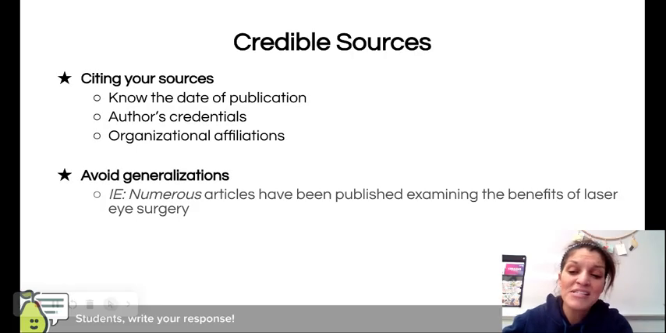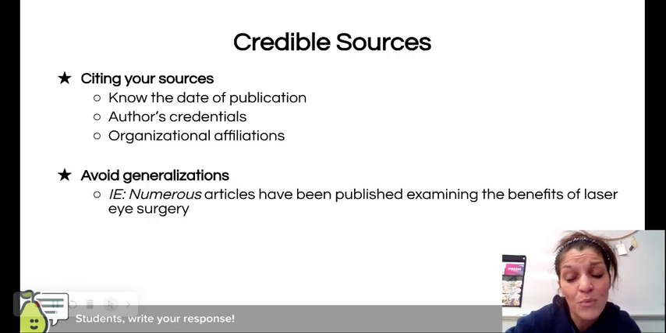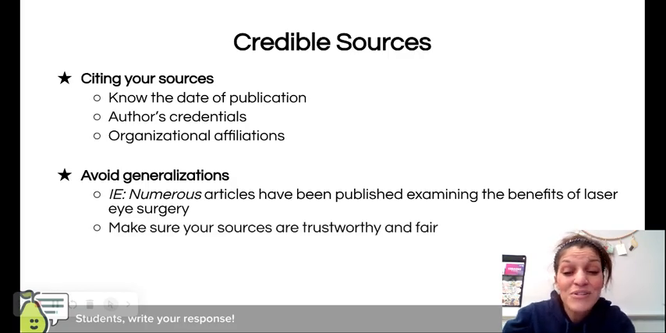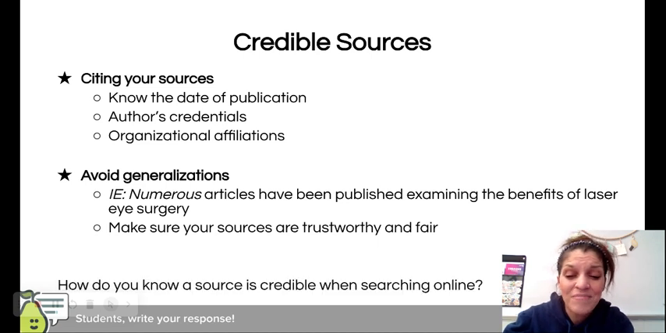And remember, when you are citing sources, you want to make sure you have the publication date, the author's credentials, and the organization's affiliations or the title of the work. Remember, don't be general. Numerous articles are published examining the benefits of laser eye surgery. Which articles? I don't know who the author is, therefore I don't trust that information. Make sure your sources, speaking of trust, are trustworthy and fair.